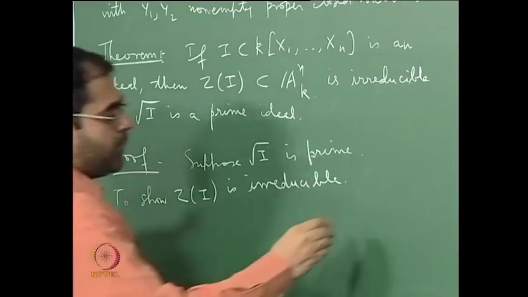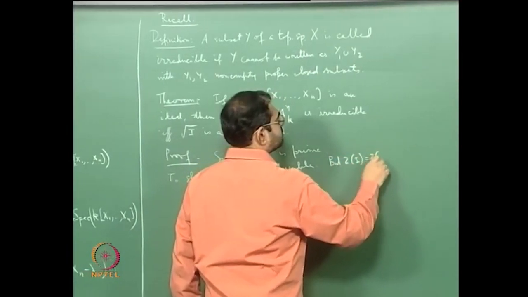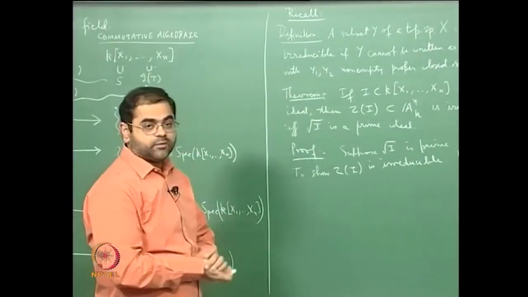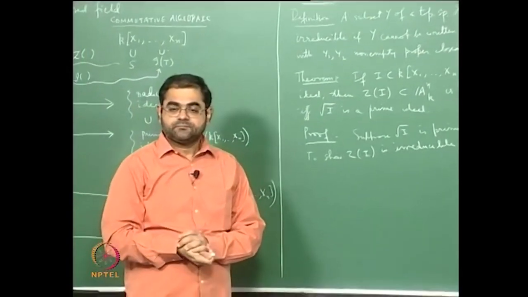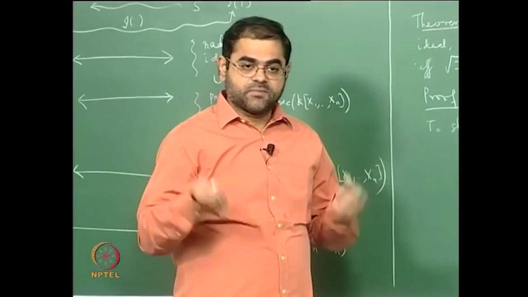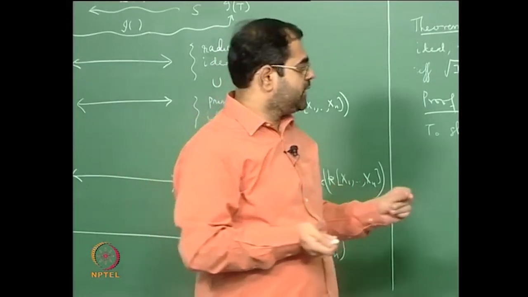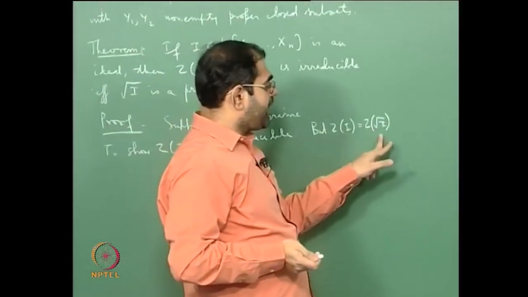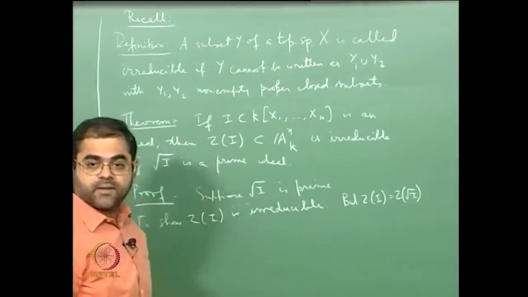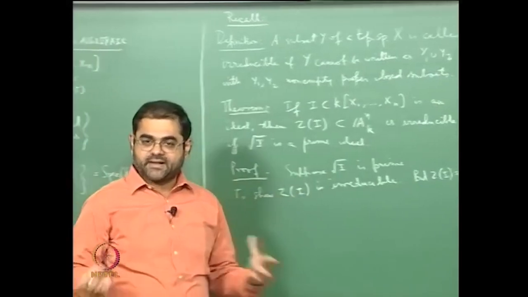Okay, but actually you see Z of I is the same as Z of rad I. This is something that I told you last time. Two ideals J1 and J2 have the same set of common zeros if and only if the radical of J1 is equal to the radical of J2. So since I and rad I have the same radical, namely rad I, they both have the same zero set, okay.